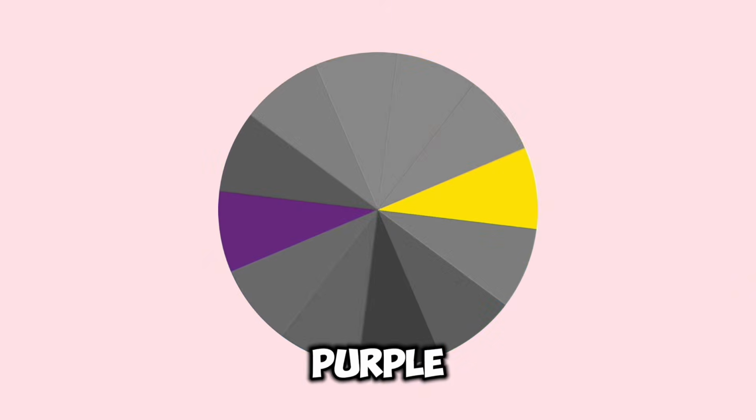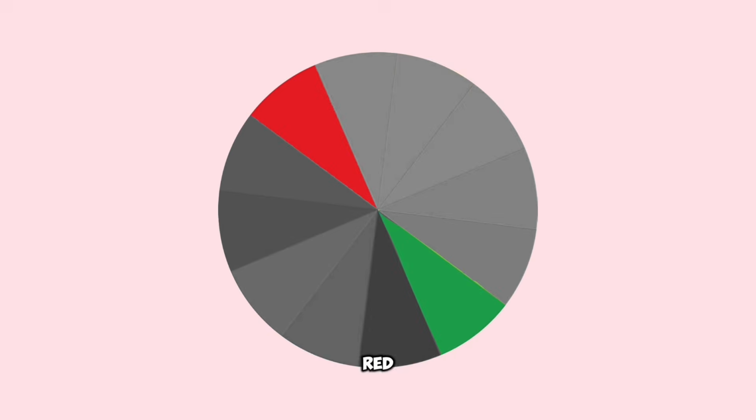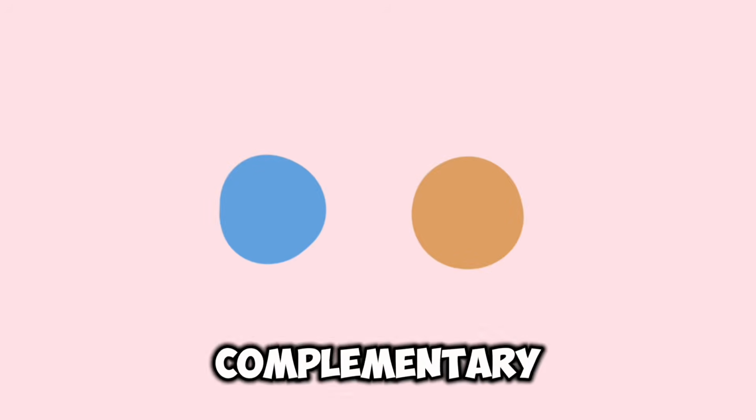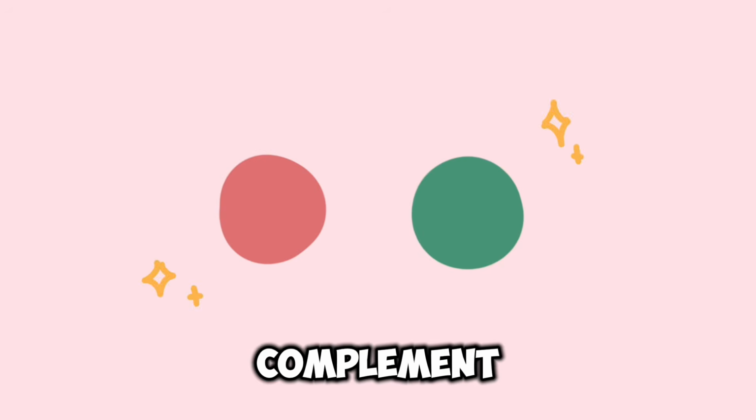This process involves taking colors which are opposite from the color wheel. Example like purple and yellow, blue, orange, red, green. These complementary colors, well, complement one another.